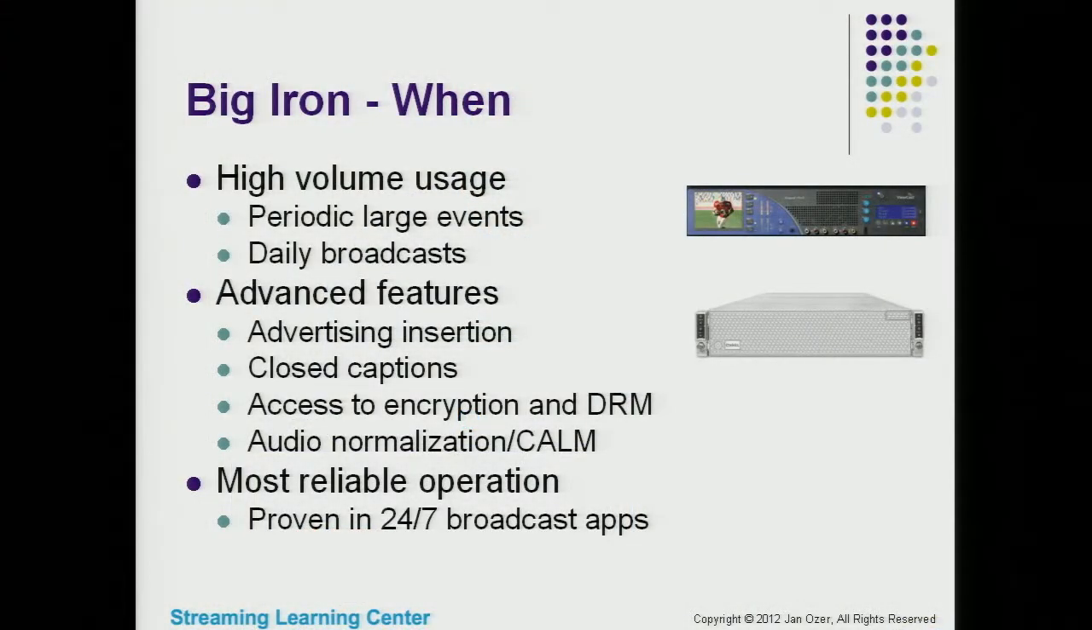The other thing that this category does that you can't get in a lot of other categories are advanced features. So if you're a broadcaster, you now have to support closed captioning for anything that's shown on TV. Not a lot of the encoding tools that are out there support that level of closed captioning. So you may need to buy a system like this just for the closed caption requirements that you have. If you're monetizing your video with advertising insertion, a lot of the cheaper encoders don't support this. You may need to spend more money on a big iron encoder. Same thing about access to encryption and digital rights management and audio normalization and COMAX stuff as well.